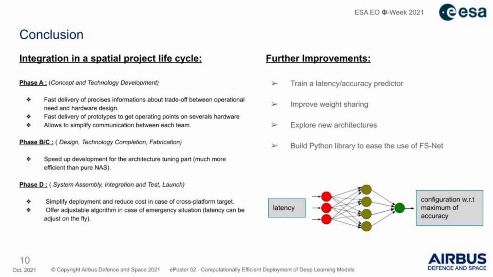This project can be integrated in different phases of a spatial project lifecycle. To name a few, fast delivery of precise information about the trade-off between operational need and our design, fast delivery of prototype, and at the end simplify deployment and reduce costs in case of cross-platform target. Further improvement can also be done as training a latency accuracy predictor. At this point, we generate a family of networks, but we don't know the one that will perfectly match with our target. So, it is possible to train a predictor to find the right one.